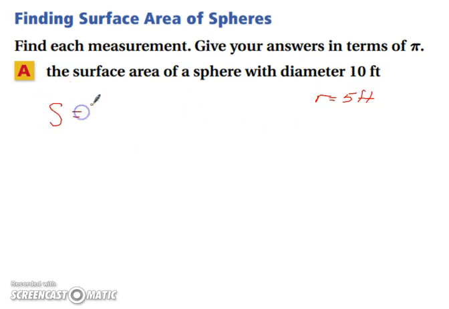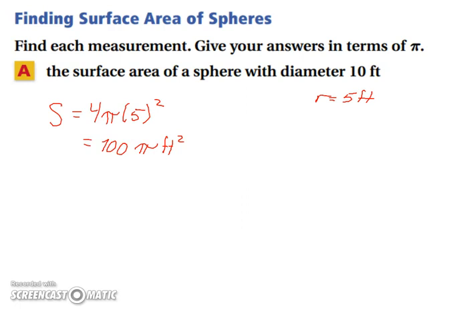So surface area was 4 times pi times our radius, so we can substitute r for 5. So 5 squared is 25. 25 times 4 is 100 pi feet squared. Let me write that number so you can read it a little bit clearer. So 100 pi feet squared.